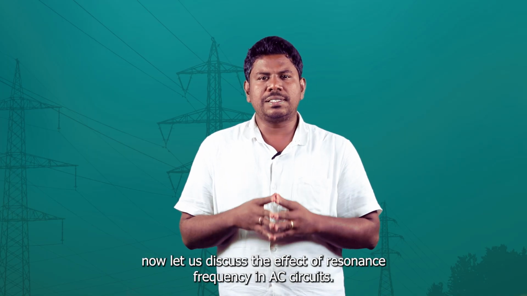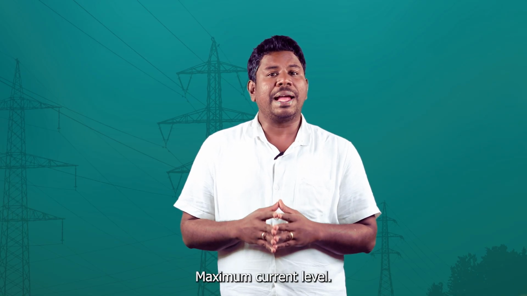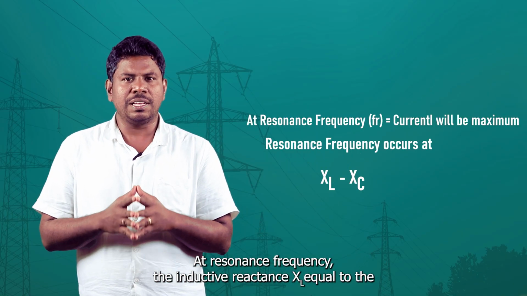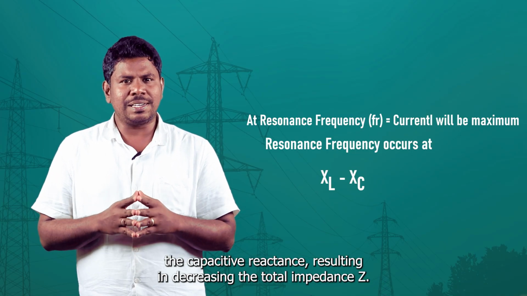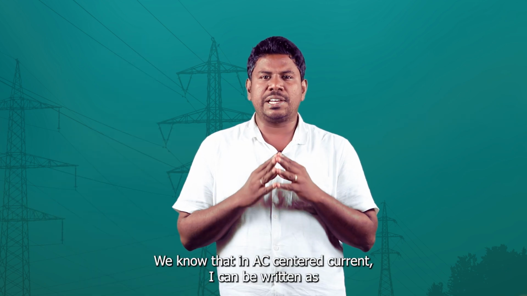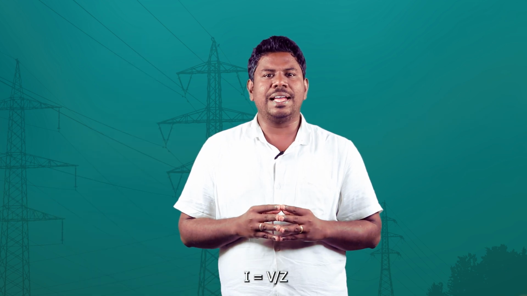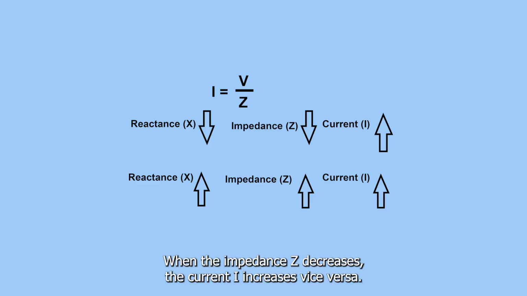Now, let us discuss the effect of resonance frequency in AC circuits. Maximum current level. At resonance frequency, the inductive reactance XL is equal to the capacitive reactance, resulting in decreasing the total impedance Z. We know that in AC circuits, current I can be written as I is equal to V by Z. When the impedance Z decreases, the current I increases, and vice versa.